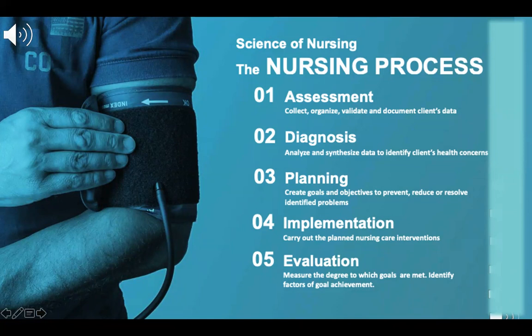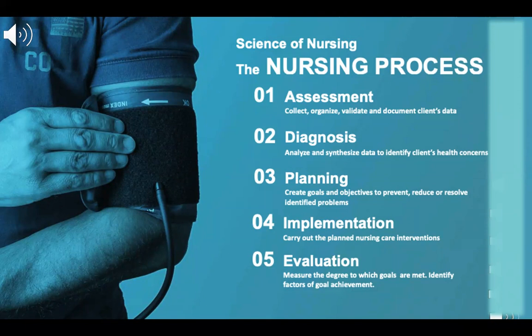So again, in summary, as what you have learned, there are 5 major steps of the nursing process, and this includes assessment, diagnosis, planning, implementation, and evaluation. And I'm sure at this point in time, you're already quite familiar with these steps, no? In summary, assessment is a process where we collect, organize, validate, and document clients' data.